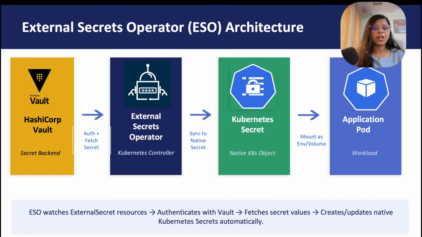Okay, so let's try to understand. Over here you can see the yellow section where we have the secret backend for the HashiCorp Vault, where we have our secret. Now with the help of authentication, External Secrets Operator is going to pull the secrets, fetch the secrets, and sync them to the native secret, and then this native secret will be mounted as environment or volume on your application pod. Okay, so this is the exact flow.